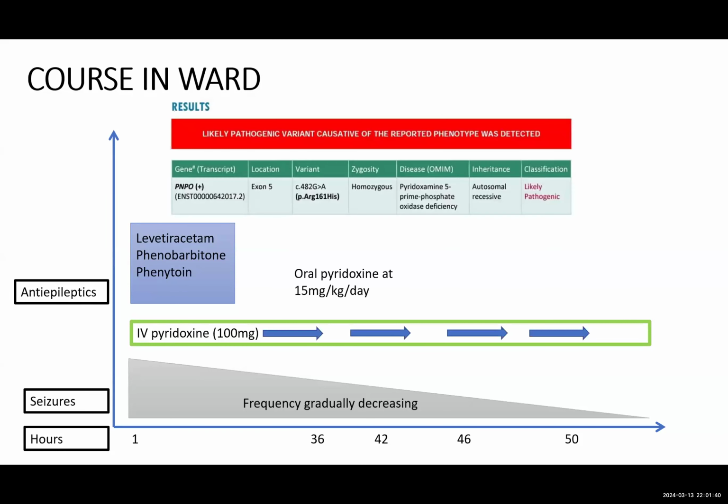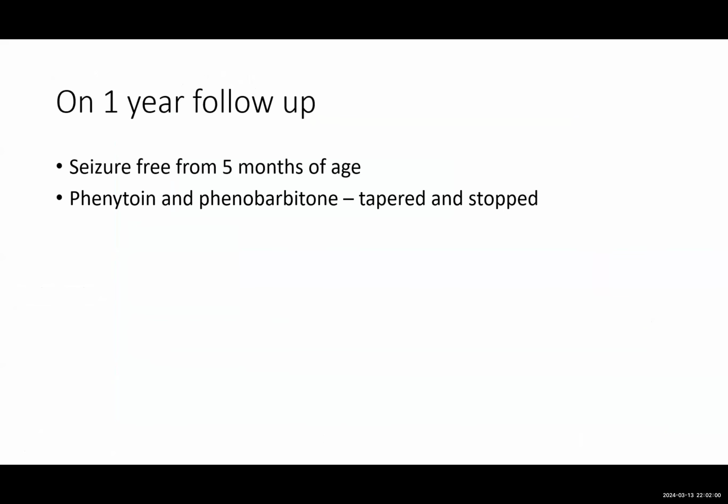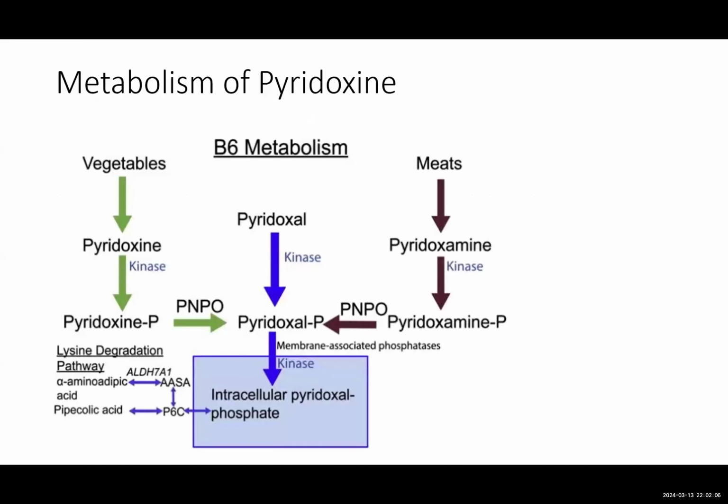Meanwhile, we got the genetic report, which showed a pathogenic mutation in PNPO, causing pyridoxamine 5' phosphate oxidase deficiency, inherited in an autosomal recessive pattern. After this genetic report, we added pyridoxal 5-phosphate per kg per day. On 1-year follow-up, the child became seizure-free from 5 months of age, and phenytoin and phenobarbital were gradually tapered and stopped. Child was gaining milestones appropriately.